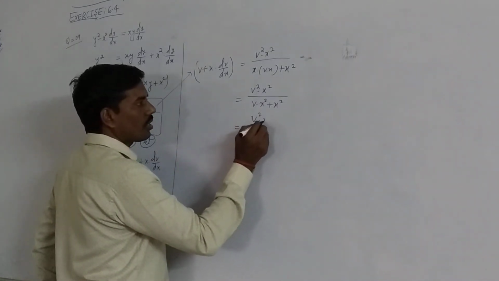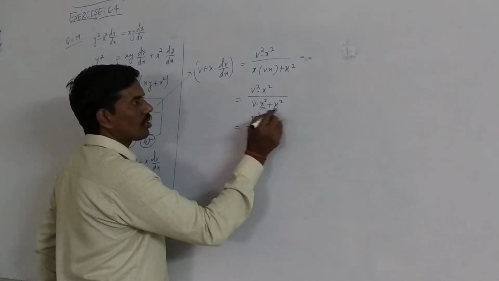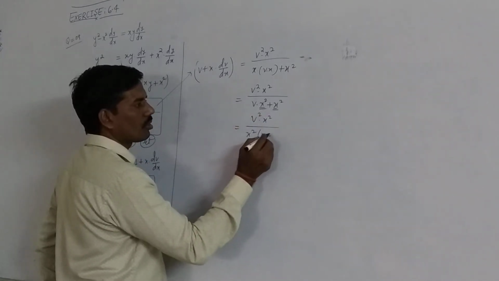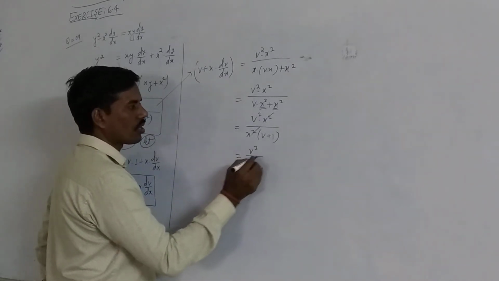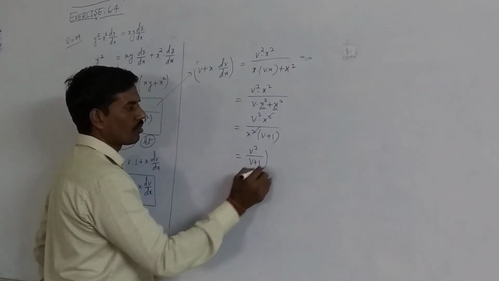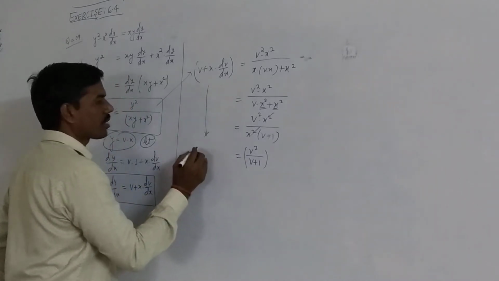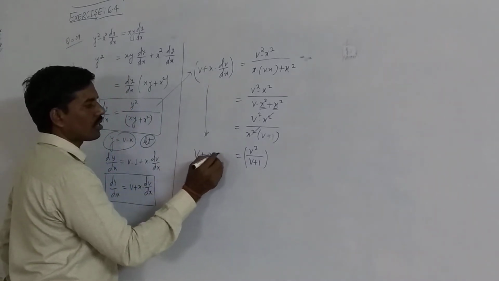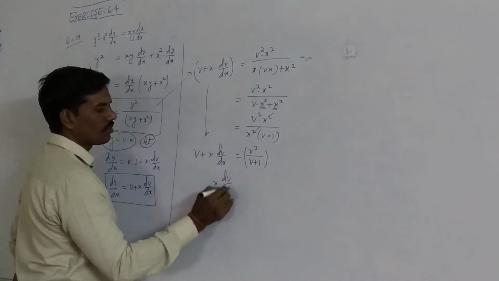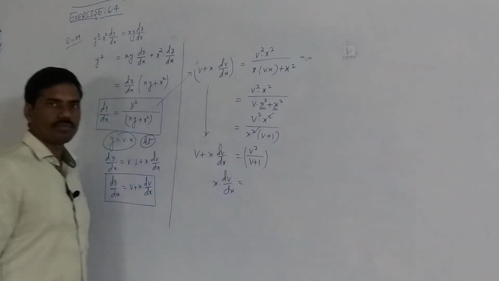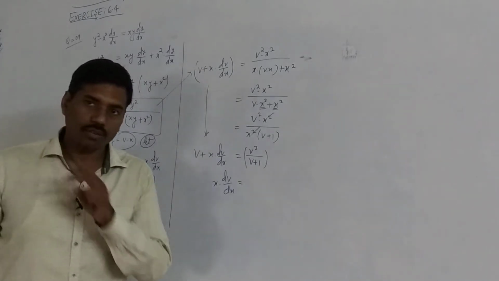So v square into x square, taking x square as a common, we have (v plus 1) x square, and x square get cancelled. We have v square upon v plus 1, and left hand side the v plus x into dv by dx. So x into dv by dx is equal to... Okay, any doubt?